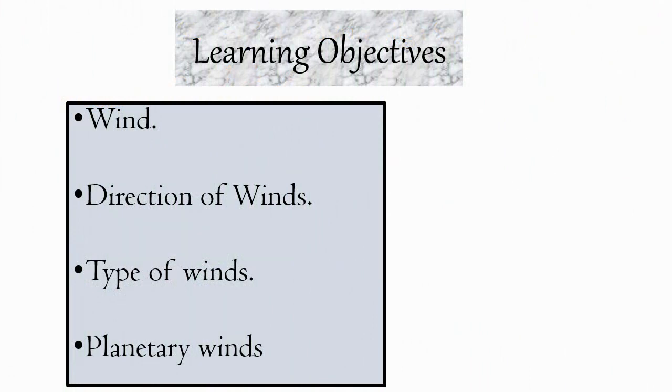In this video, our learning objectives will be wind, direction of winds, type of winds and planetary winds. In type of winds, there are three types of winds: planetary winds, seasonal winds and local winds. And in this video, we are going to discuss planetary winds in detail.